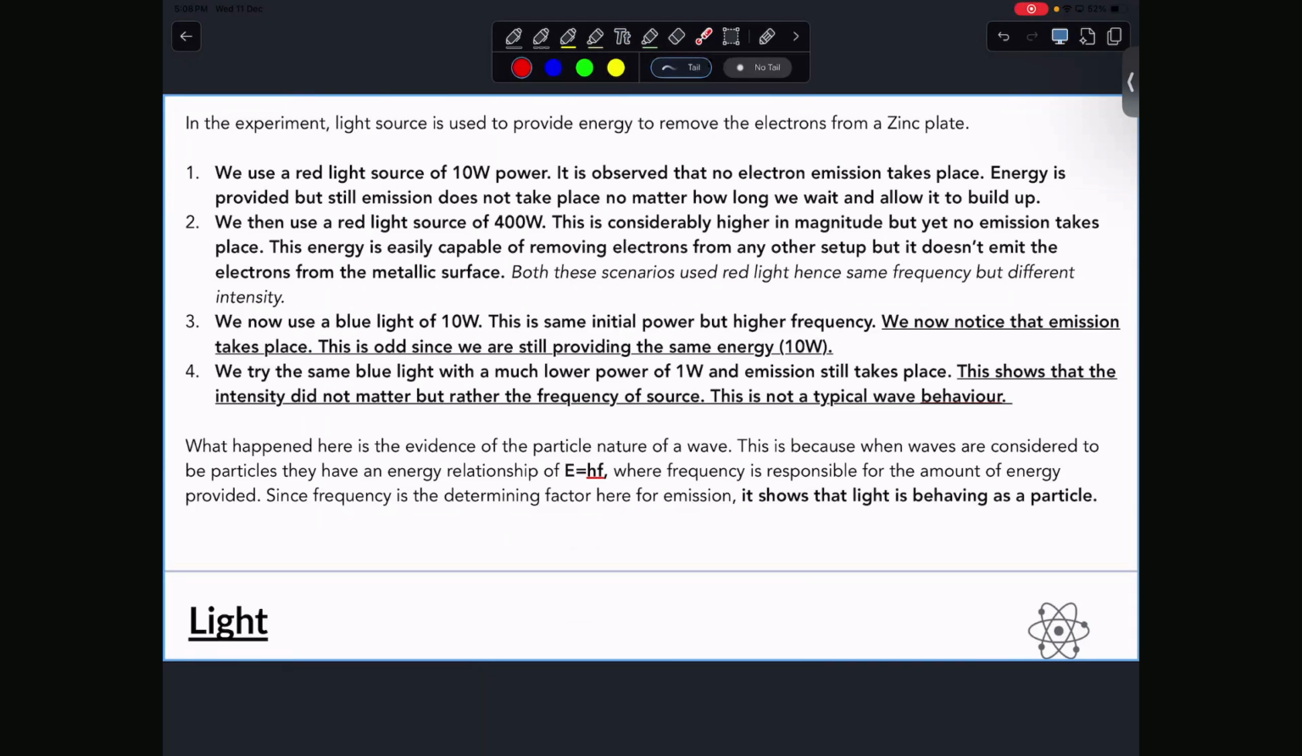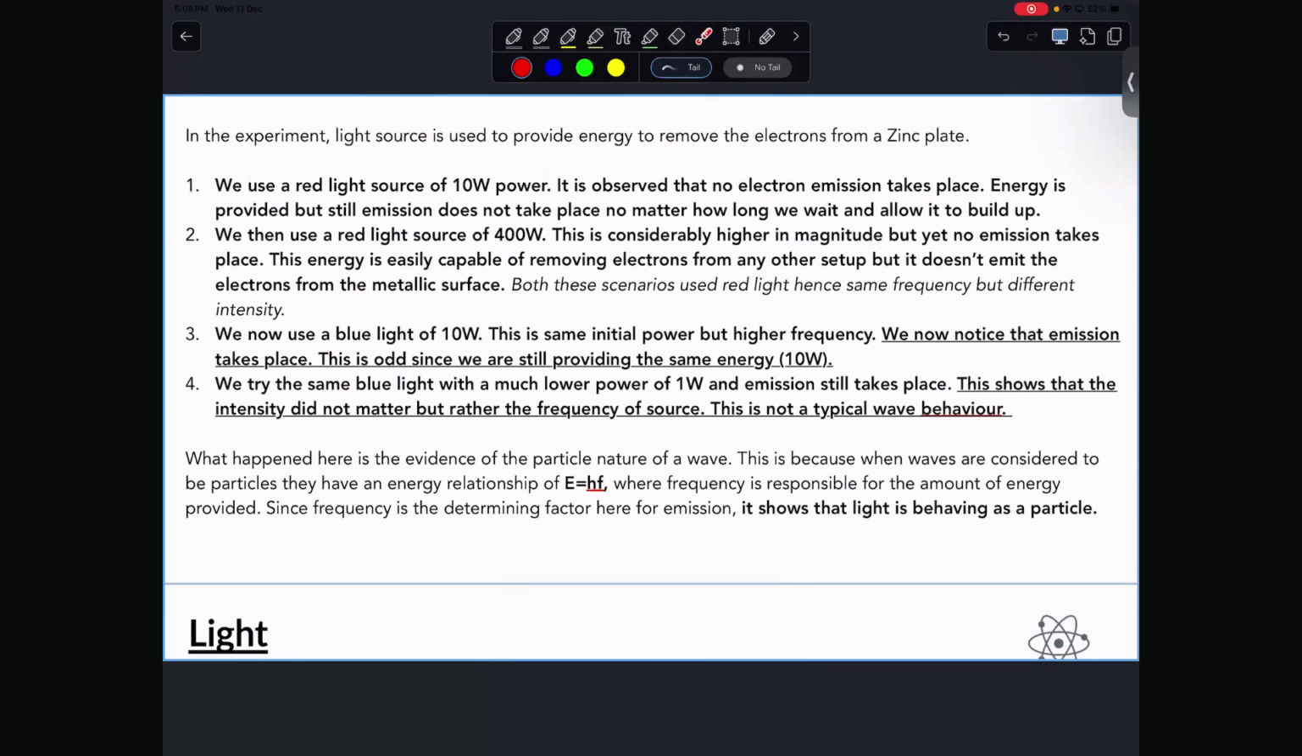Note: see if you have understood what happened. In the experiment, light sources are used to provide energy to remove electrons from a zinc plate. So that's the main aim, okay? We want to provide energy to remove electrons. And what did we use for our energy source here? Light. We use red light of 10 watt power. It is observed that no electron emission takes place.